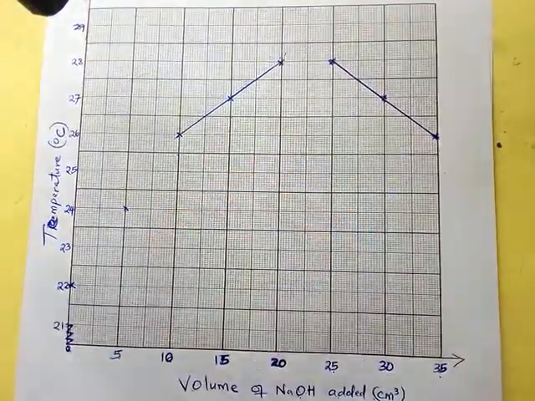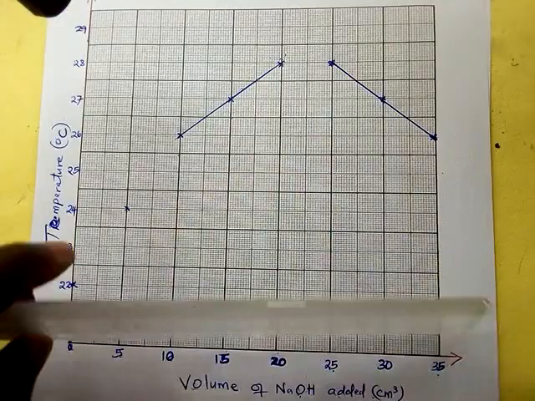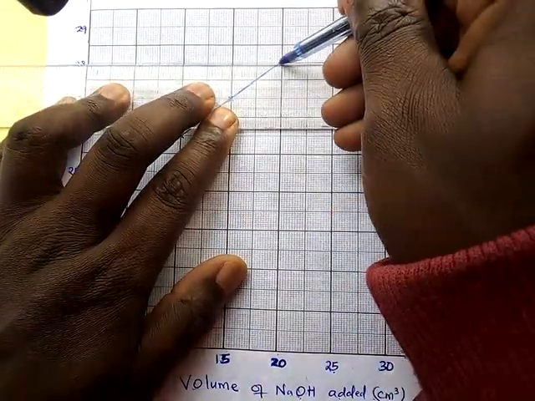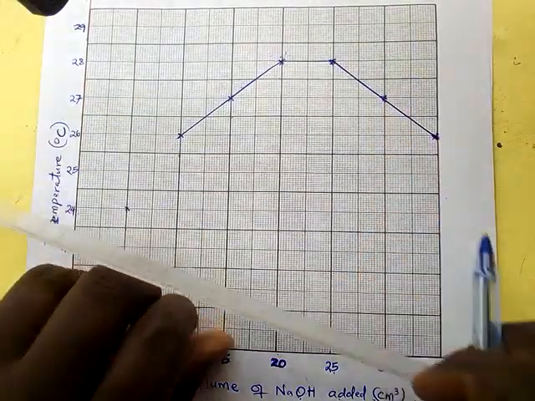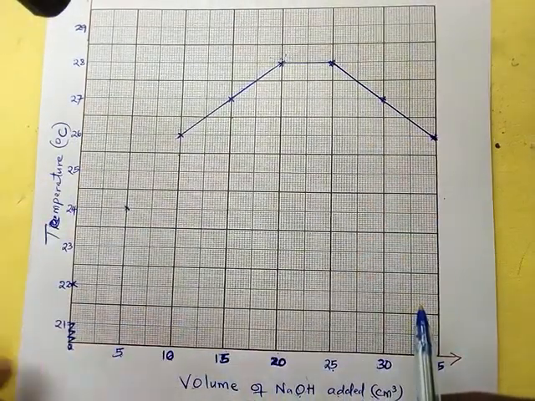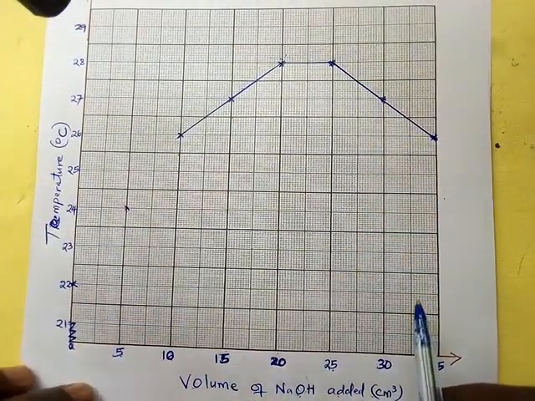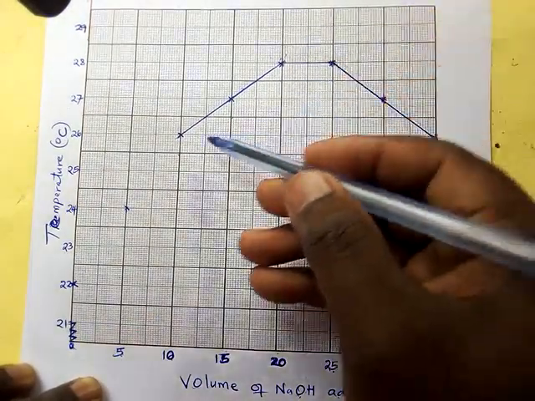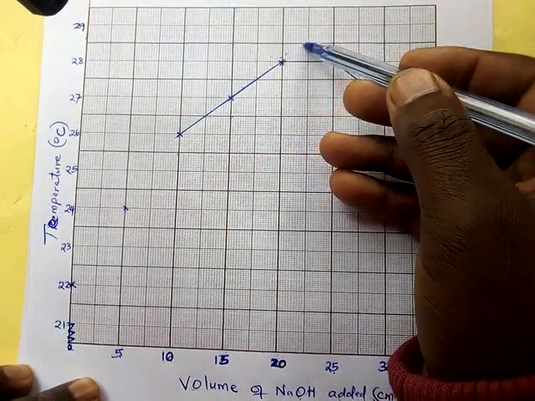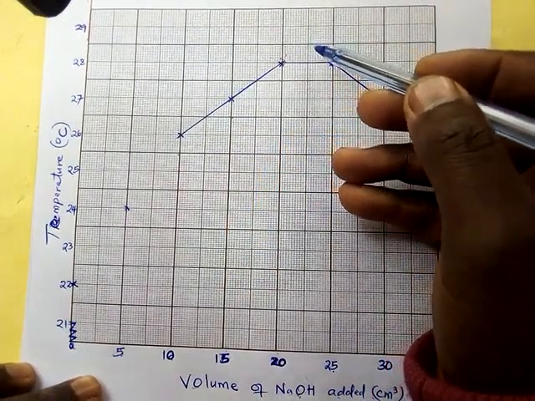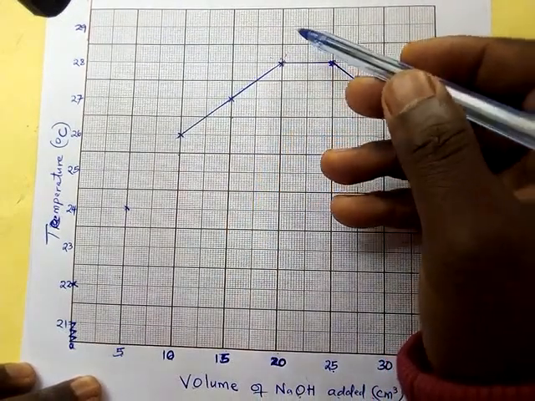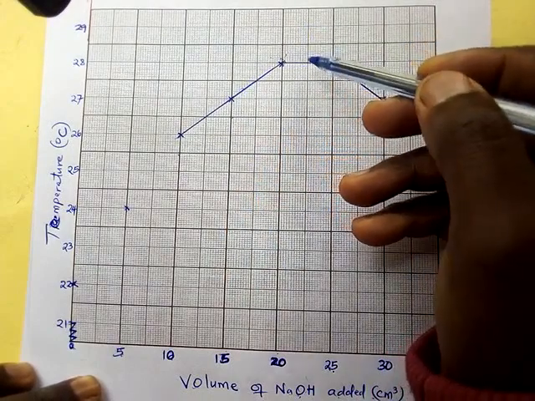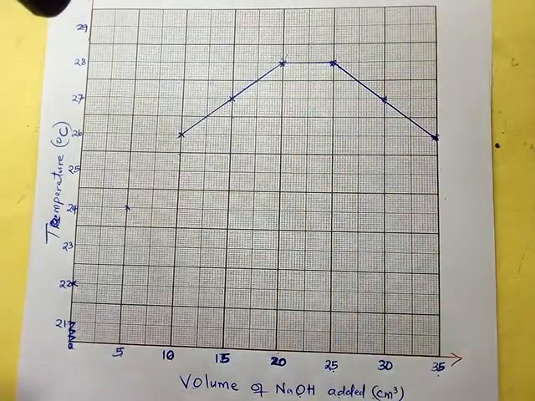Very good. So once you have done that, you can join this one here. There's no problem. We have this kind of graph. This graph will not give us the correct maximum. So what we do, we extrapolate this line. We increase this line this way and we increase this line this way until they meet somewhere. Where they meet, we get the maximum temperature raised, and we also get the volume of sodium hydroxide that reacted with the 23 cm³ of acid.